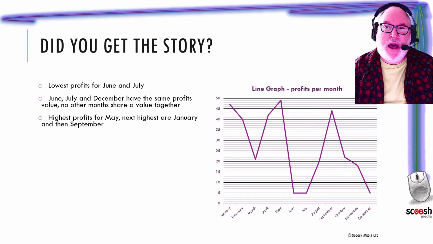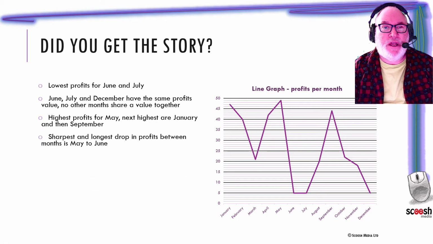Another thing we can take from it is that the highest profits are May. We look there for May, 49. The next highest from that, we can deduce, is January, 47. And the next one from that is September, 44. So that's September. What else does it tell us?